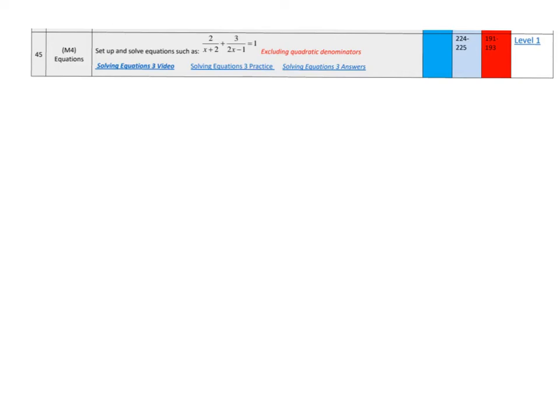In this video we're going to work on setting up and solving equations such as the one we can see here. Quite a difficult one, it ends up being a quadratic equation that needs to be solved, I would assume. So let's just do the example that is in the scheme of work: 2 over x plus 2 plus 3 over 2x minus 1 equals 1.